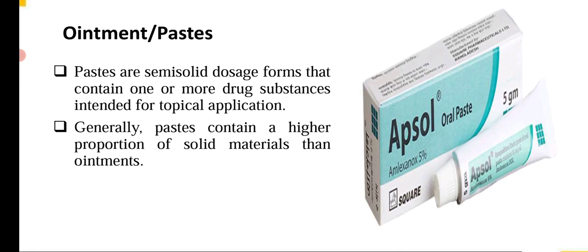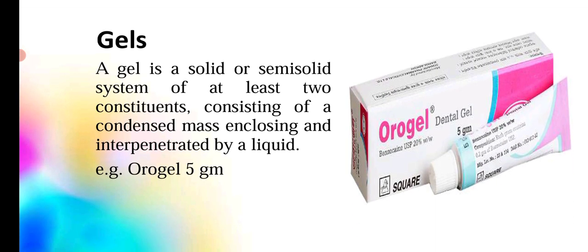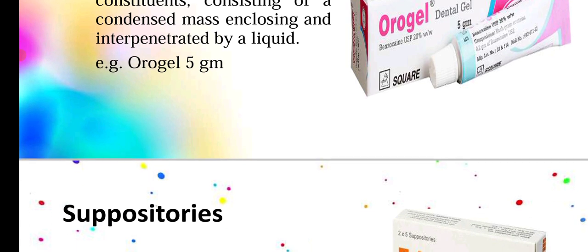Next is ointment and paste. Pastes are semi-solid dosage forms that contain one or more drug substances intended for topical application. Generally, paste contains a higher proportion of solid materials than ointments. Next is gels. A gel is a solid or semi-solid system of at least two constituents consisting of a condensed mass enclosing and interpenetrated by a liquid. For example, Orogel 5 gram.